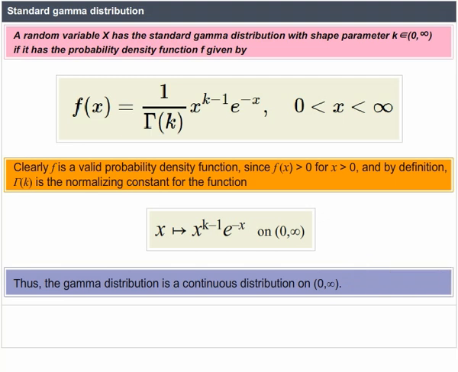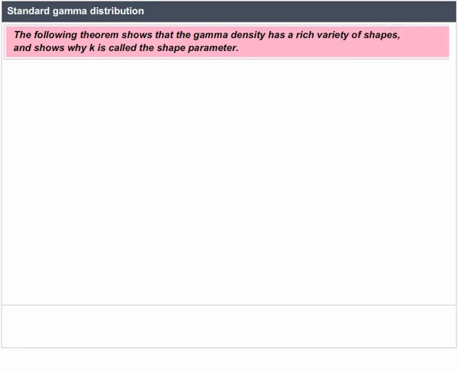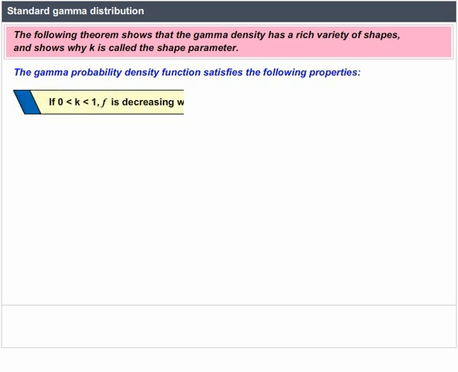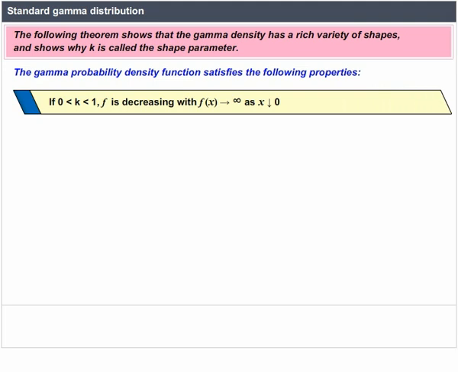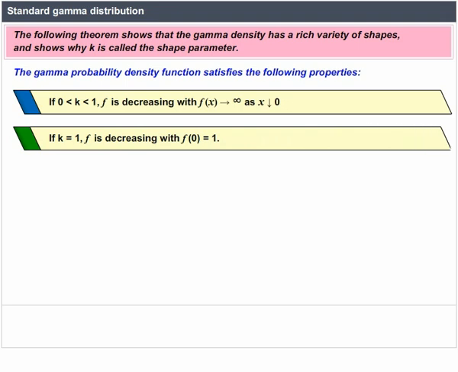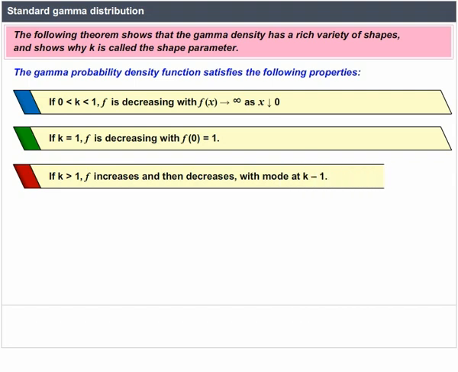The following theorem shows that the gamma density has a rich variety of shapes and shows why k is called the shape parameter. The gamma probability density function satisfies the following properties. If 0 < k < 1, f is decreasing with f(x) → ∞ as x decreases to 0. If k = 1, f is decreasing with f(0) = 1. If k > 1, f increases, then decreases with mode at k - 1.